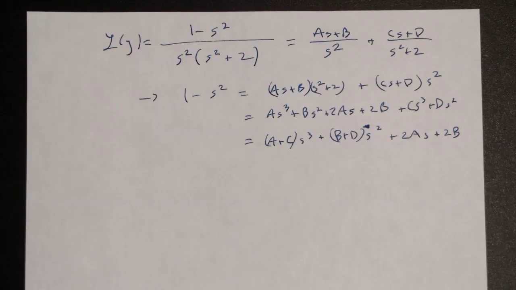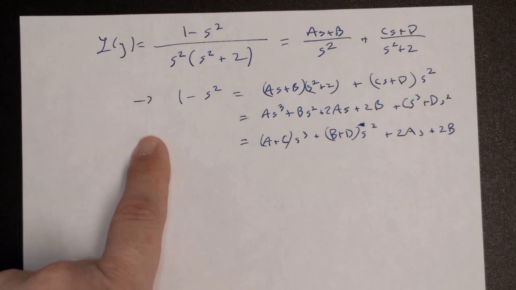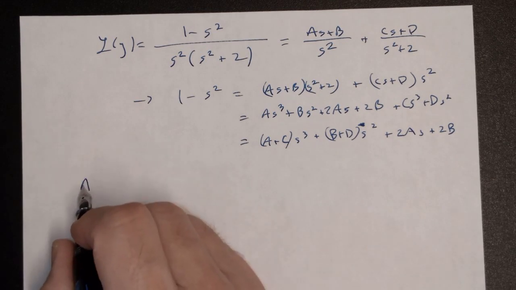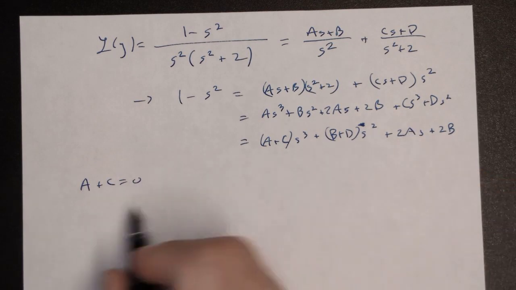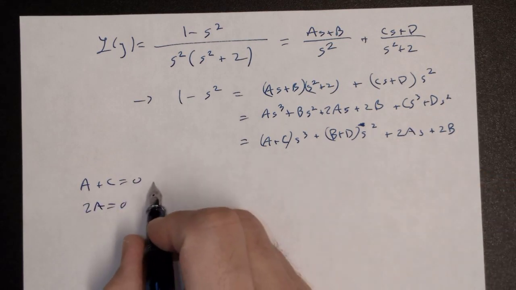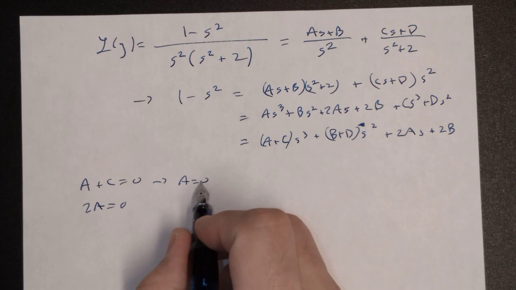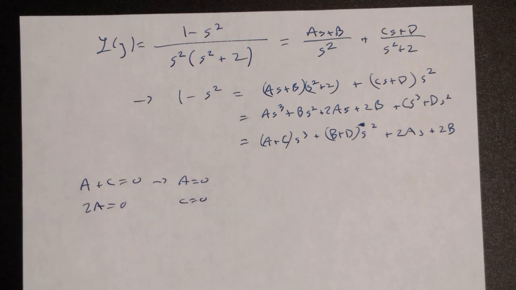And some wonderful things happen here. What's the s cubed on the left side? What's the s on the left side? So I know that a plus c is 0, and I know that 2a is 0. Well, that means that a is 0 and c is 0. That was easy.